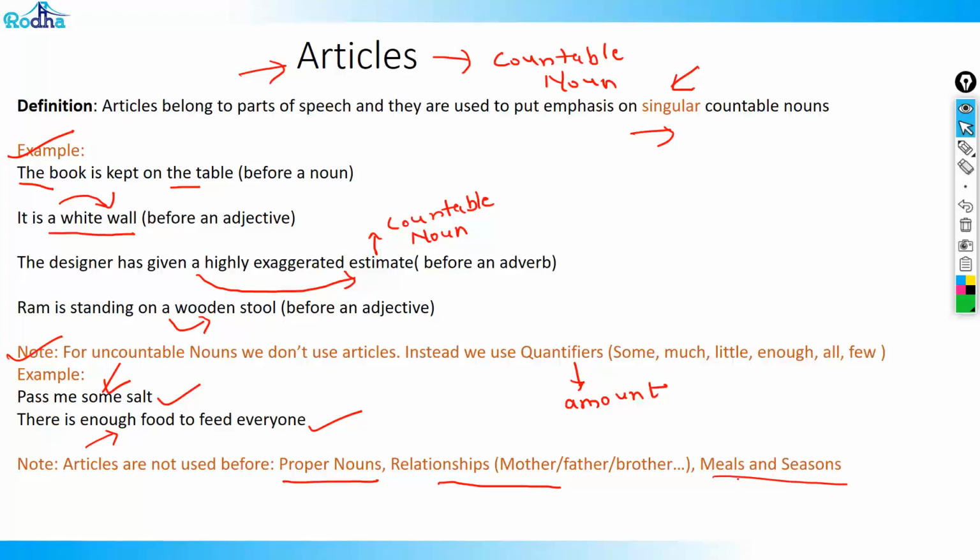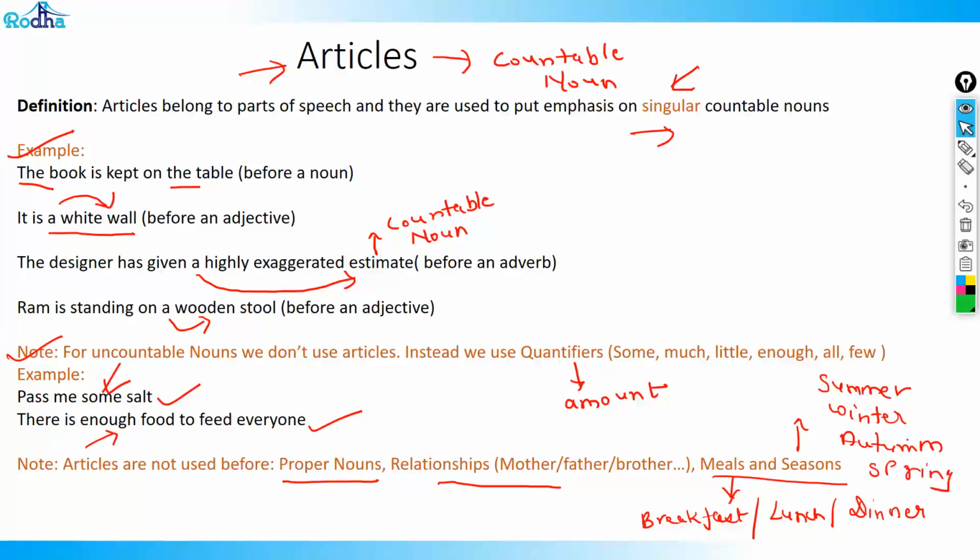Similarly, meals and seasons. Breakfast, lunch, dinner will not take articles. Similarly, from a seasons perspective, anything which is summer, winter, autumn, spring will not take articles.